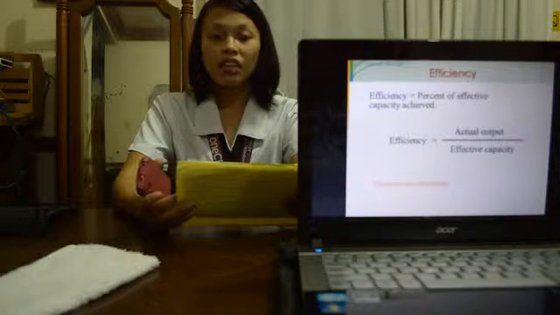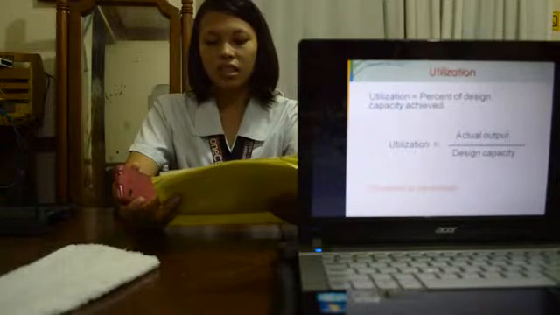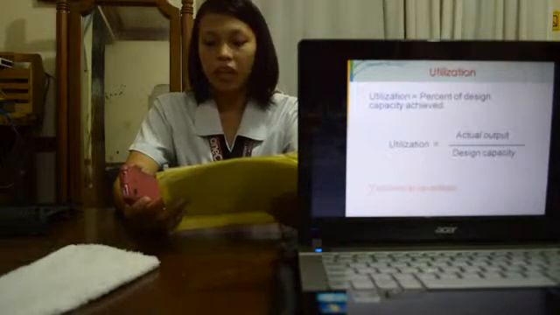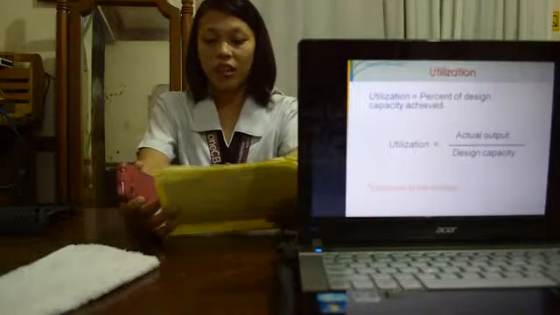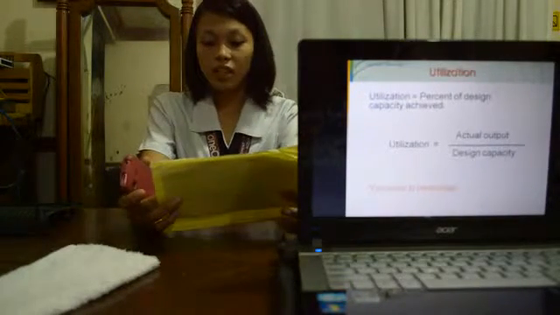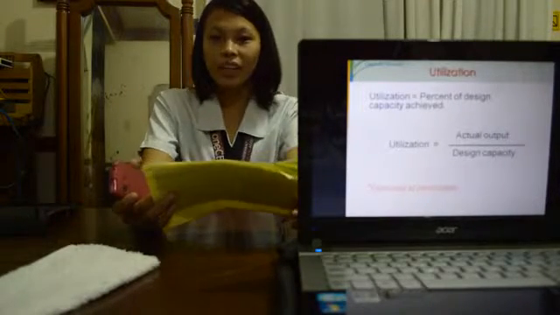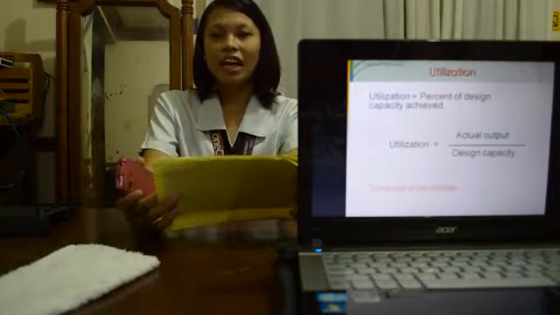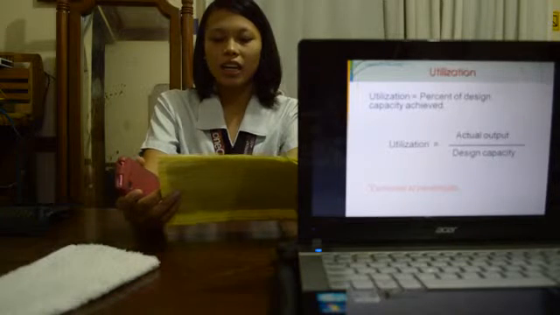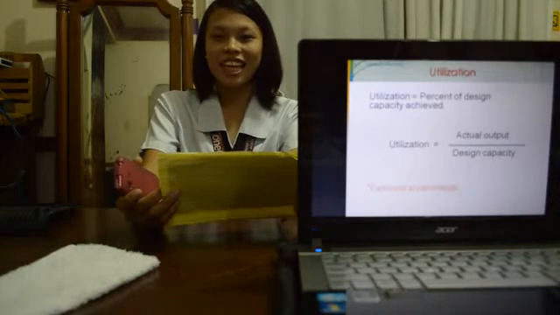Next is utilization. What is utilization? It is used to determine the level at which unit cost will rise. To compute for utilization, it is actual output over design capacity. So here is Limel to give us an example about computing efficiency and utilization.